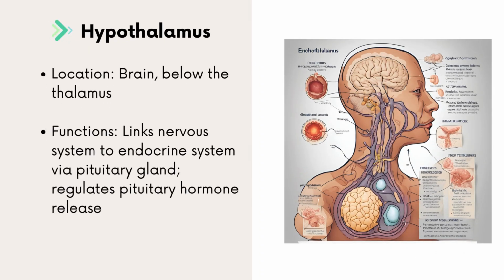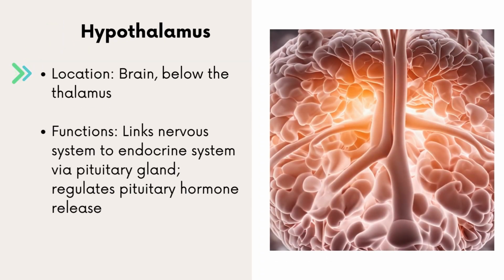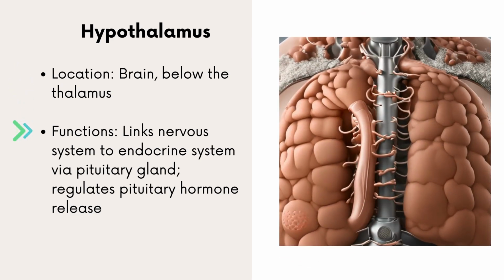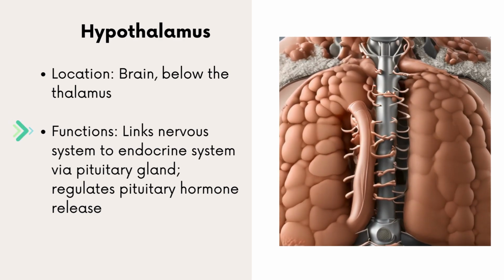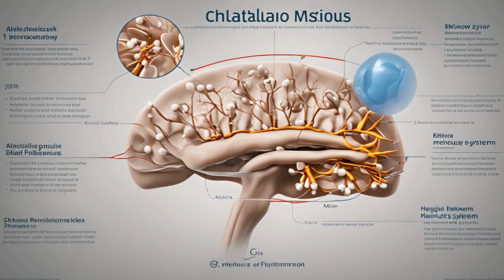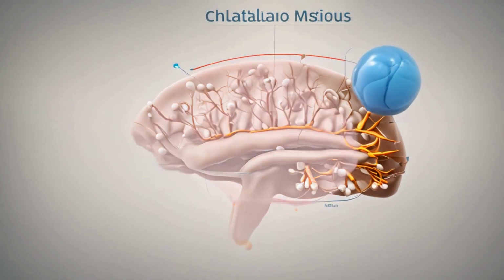1. Hypothalamus. Location: brain, below the thalamus. Functions: the hypothalamus links the nervous system to the endocrine system via the pituitary gland. It regulates the release of hormones from the pituitary gland by secreting, releasing, and inhibiting hormones.